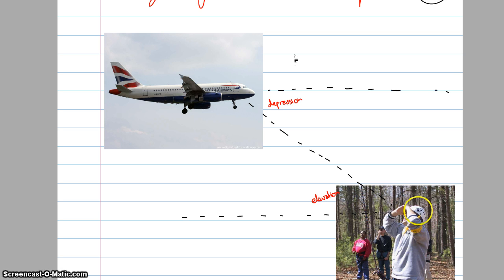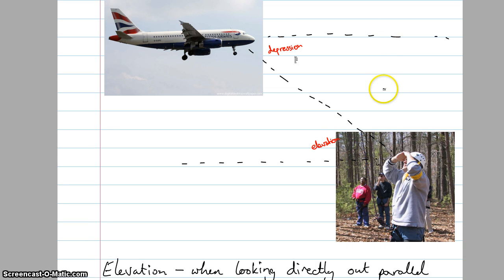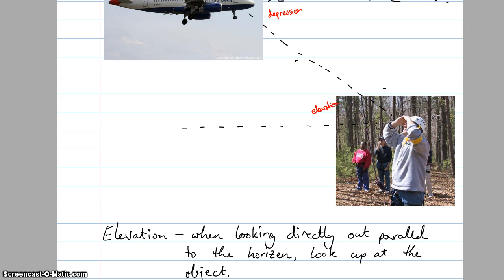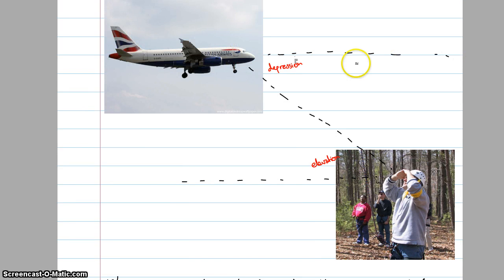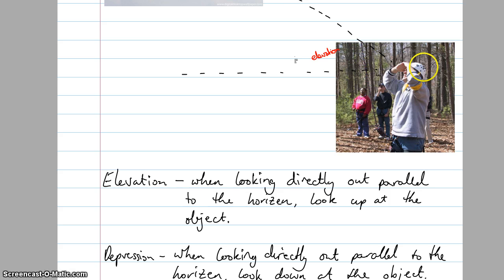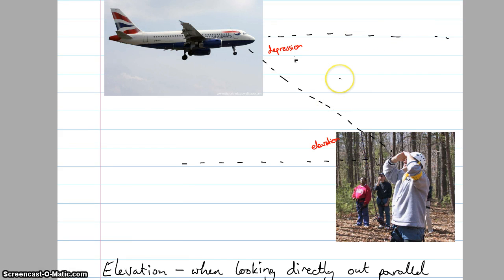And likewise, the person standing down here looking up at the plane, if they look straight out onto the horizon, like there, and then they look up to the object, that's the angle of elevation just in here. Okay, so we must make sure that we label these ones correctly, because otherwise we'll end up getting the wrong angle or the wrong answer. So elevation, when looking directly out parallel to the horizon, so out here, look up at the object. That angle in there. Depression, when looking directly out parallel to the horizon, this way, then we look down at the object, which is this one down here.